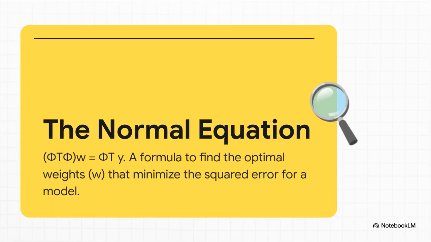And here it is. This beast is called the normal equation. Now, don't worry about all the Greek letters and symbols. Honestly, just think of it as a super-powered calculator. You feed in your data, it does its thing, and it directly calculates the exact numbers that define the one single curve that fits best. It's a direct shot to the answer.